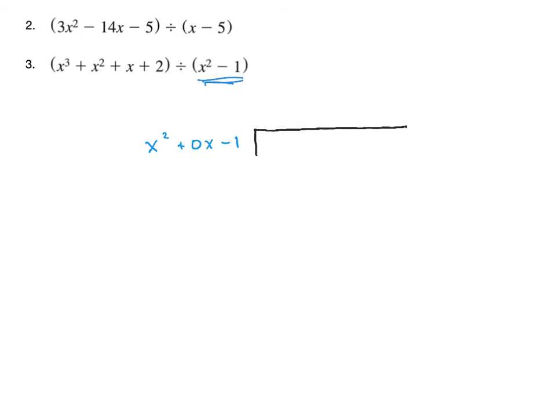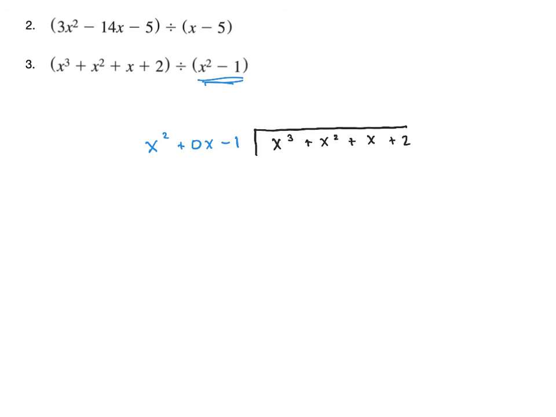And we're going to divide that into x cubed plus x squared plus x, they're all in descending order, plus 2. Well, this looks like a bigger problem. The longer the polynomial you are dividing by, the actual quicker they go many times.